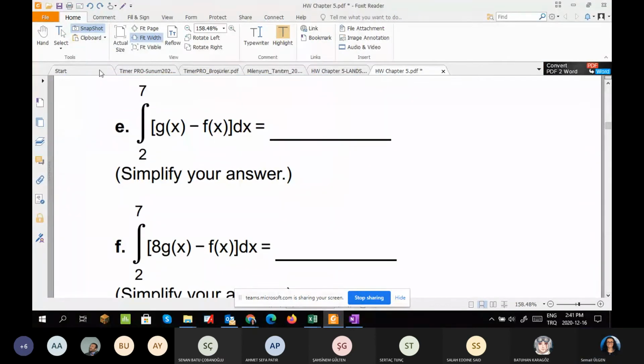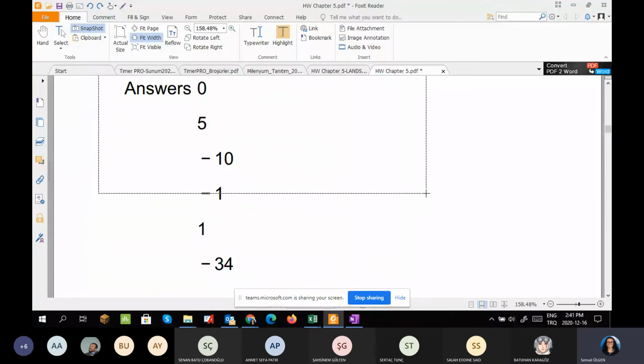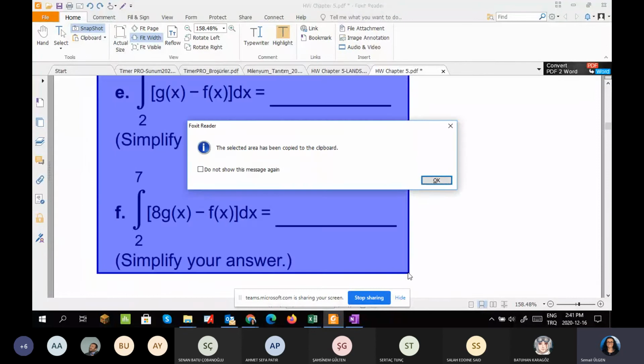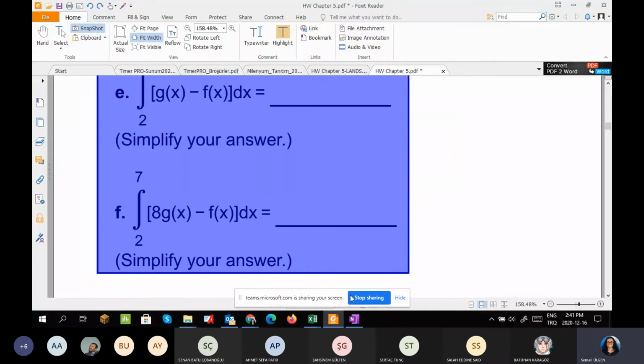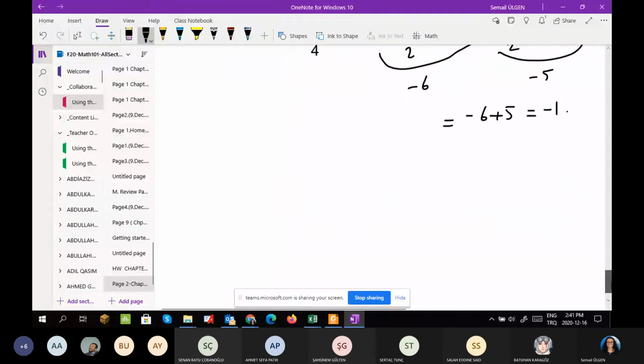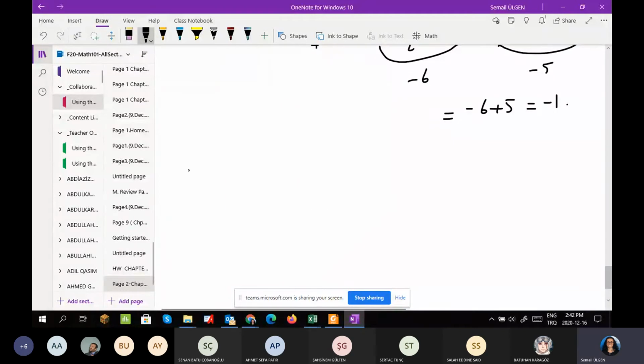Okay, there's more. These are easy, but let's do it if you like. Okay, let's go down if you have more. These are the answers that are given. Okay, let's get it here. I'm going to copy here.